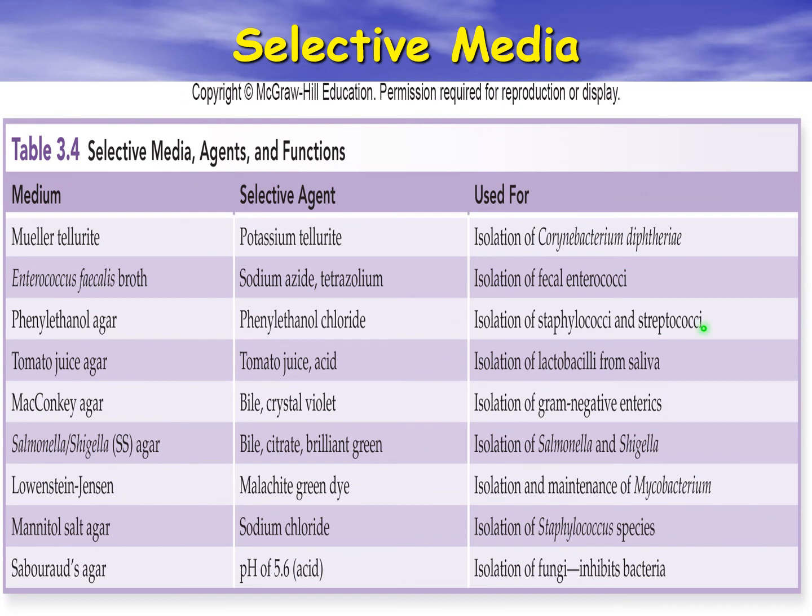And this is just a short list of some of the selective media agents and their functions. We will use certainly the MacConkey agar. We call those MAC plates. I don't know if we're going to use mannitol salt agar or not, but there'll be different ones that you'll see within the laboratory.